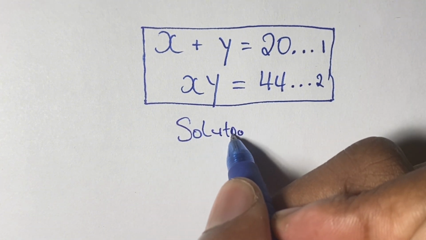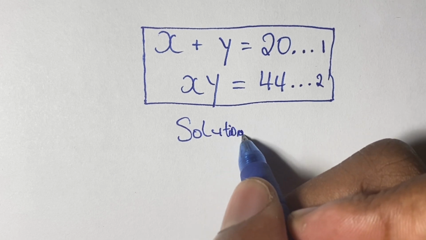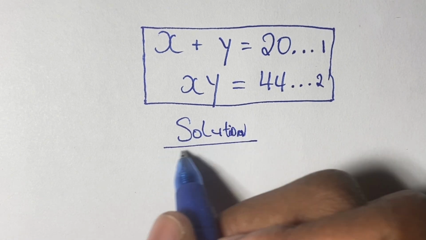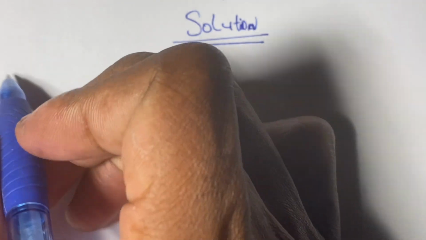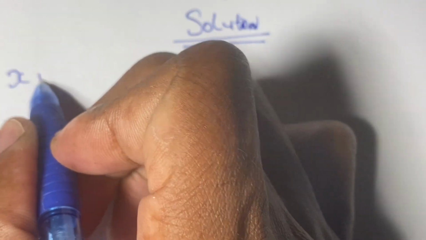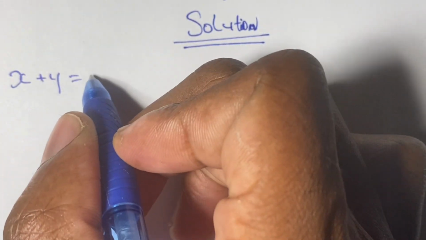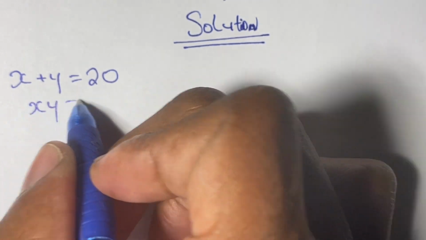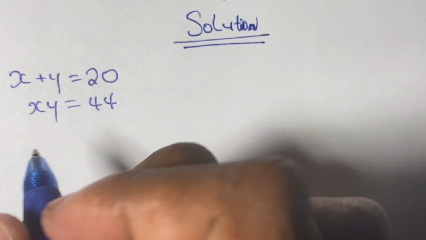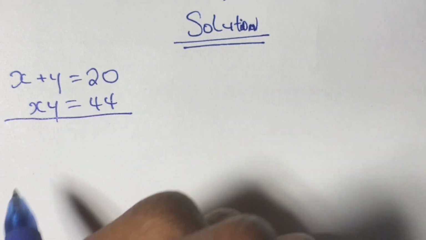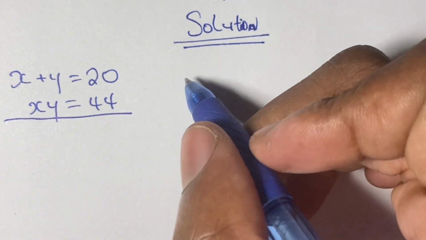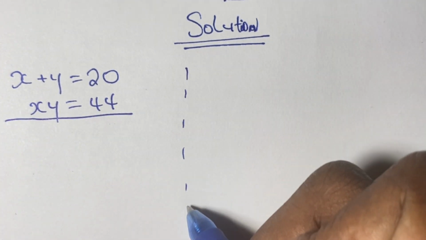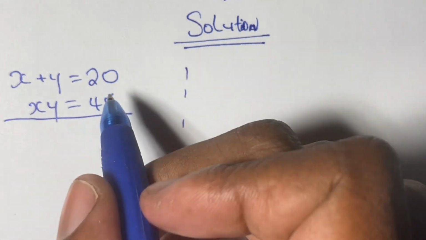And now for this video, we'll be finding our solutions for x and y, and also we'll be verifying our solutions. Let's go ahead and solve our equations. So we have x plus y is equal to 20. We also have another equation, x times y is equal to 44, and we're given to solve x and y. So we have our equations written down, and let us see how we can take it from here.